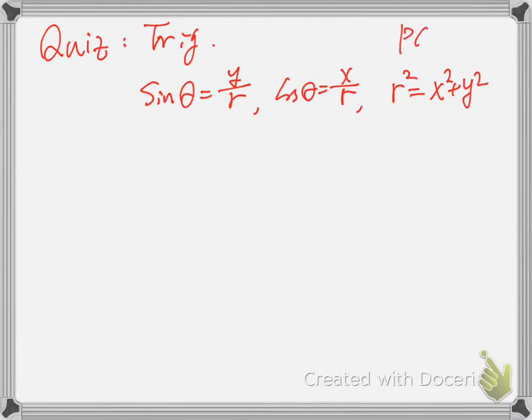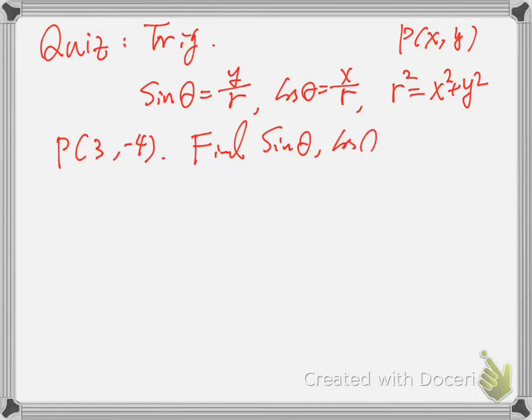If you have a point x, y in the plane. So let's look at the first question. Suppose our point P is (3, -4) on the terminal side of the angle theta. Find sine theta, cosine theta, and tangent theta.